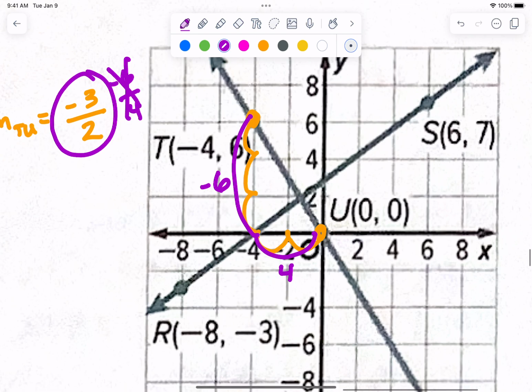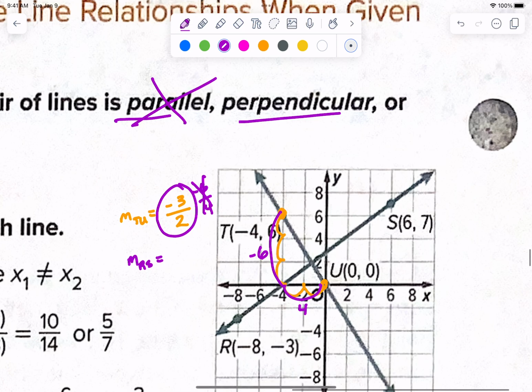I want to find the slope then of RS. If these are parallel, what will his slope be? -3 over 2. If they are perpendicular, he will be 2 over 3. Well, they're obviously not parallel. I can cancel out parallel. They don't even look parallel. But are they perpendicular? I don't know for sure.